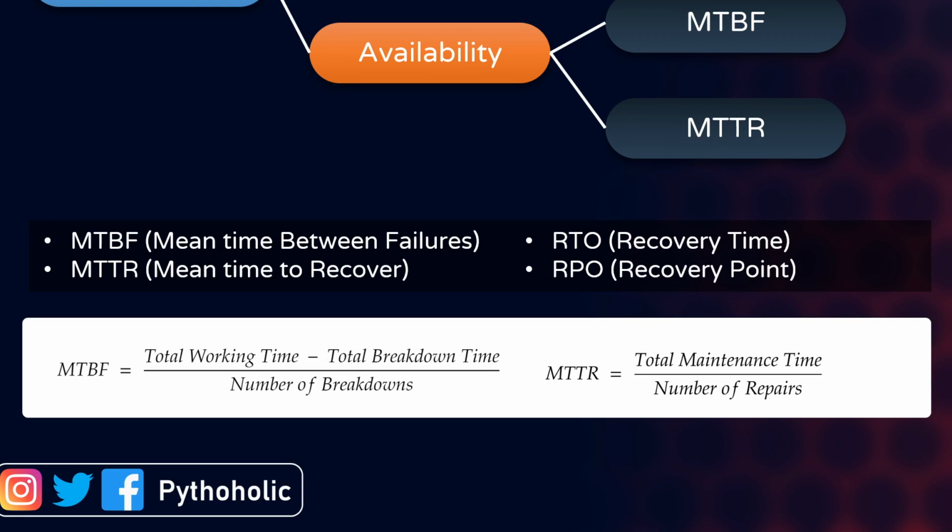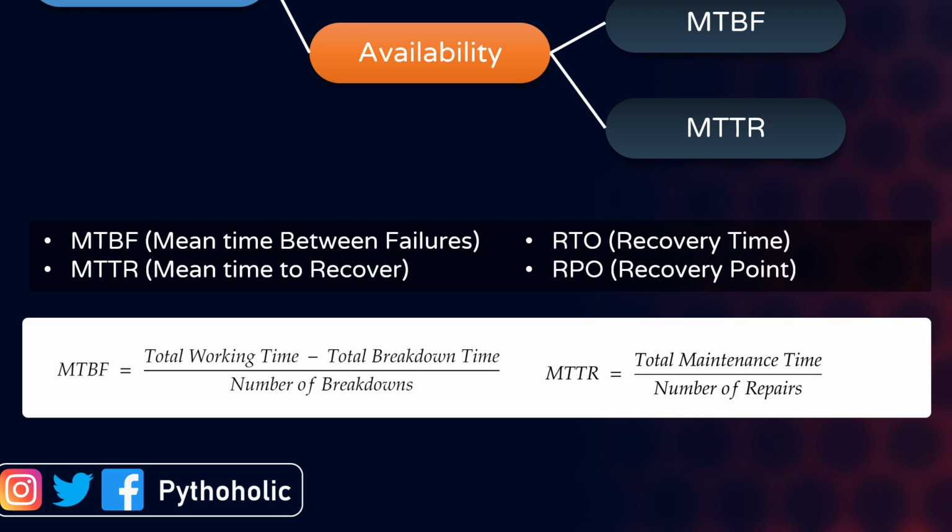So first let's check MTBF, mean time between failures. Here you have to calculate the total working time of your application minus the total time of your application breakdown and divide it by the number of breakdowns that you had. So let's suppose you had a total working time of your application that you have hosted as 100 hours, and out of which you had 5 hours of breakdown time. So breakdown time, imagine it is a time period where your users were not able to access your application, and there were 10 breakdowns in total.